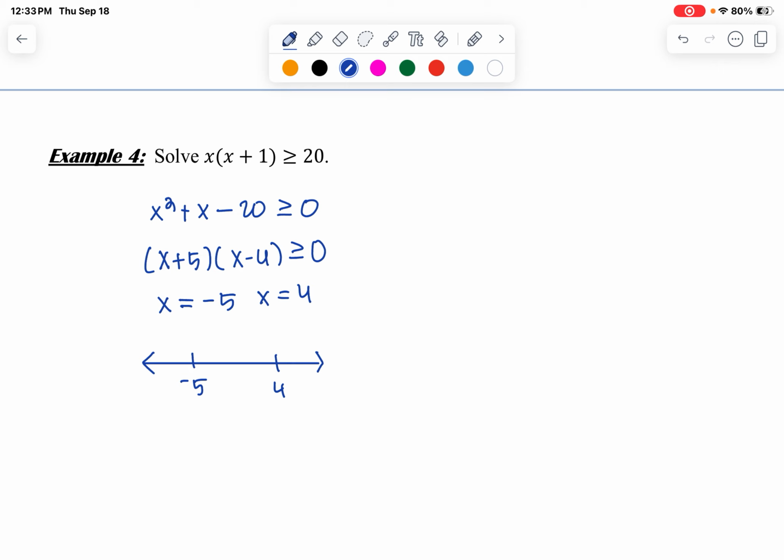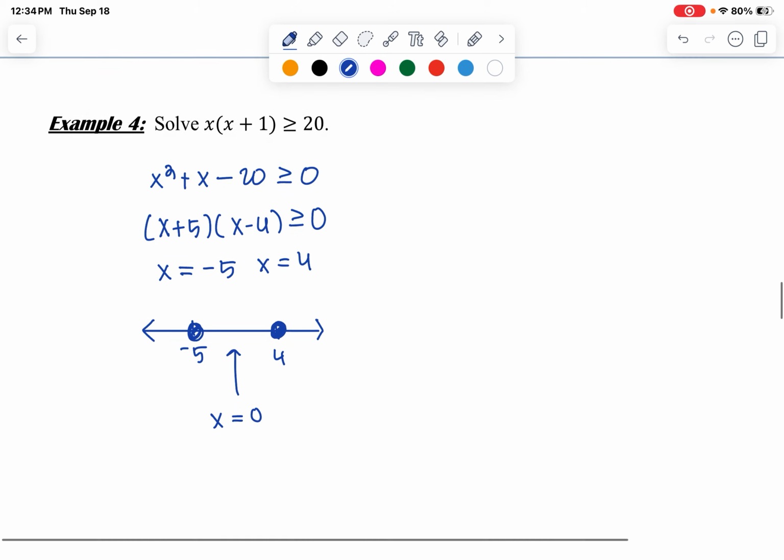Look at your inequality symbol to see if you're including those in your solution sets. We want greater than or equal to 0. So here's where it's equal to 0, -5 and 4. So those are part of our solution set. Now we're going to pick a point to test. I'm going to use 0 again. So I'm going to do x equals 0. 0 falls right here, so that's the sign that I'm getting, okay?